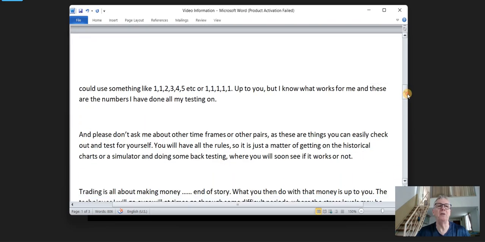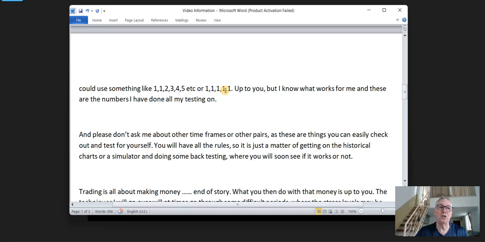So here's an example. You could use a Fibonacci 1, 1, 2, 3, 4, 5. Now that would probably actually work just as good as what I'm using. Or you could just use 1, 1, 1, 1, 1, 1, etc. There's nothing to stop you using the same position size and having the same concept. You're just not going to get the same results as me, obviously. You might get better results.